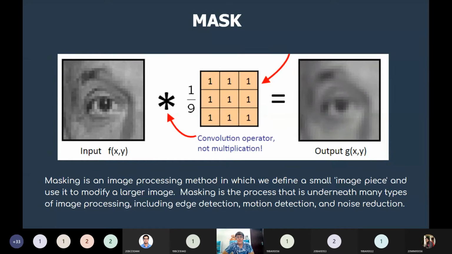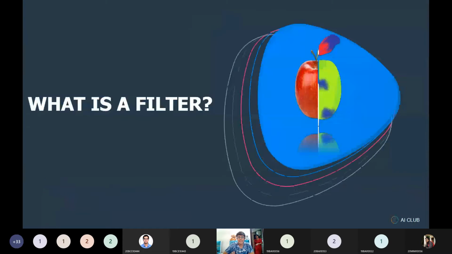Now, we'll move on to the next topic, that is filters. So what is a filter? I'll make it easier for you guys. A mask is a filter. Wait, what did I just say? Exactly, a mask is a filter. So basically, a mask is a more general kind of terminology. It can be understood by a very simple example.